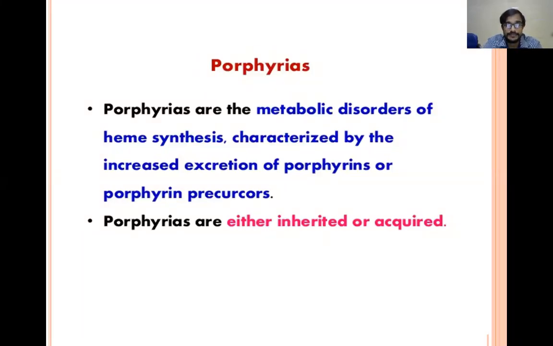These are named porphyrias because most of the intermediates formed in heme synthesis are porphyrins, and due to the enzyme defects, these porphyrins will accumulate in the body. So that's why these defects are commonly known as porphyrias.